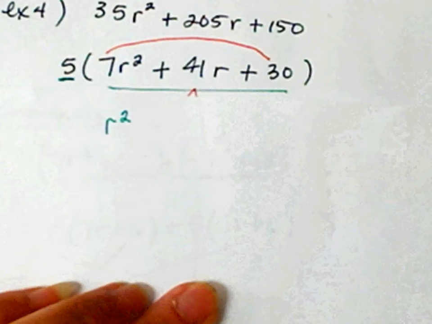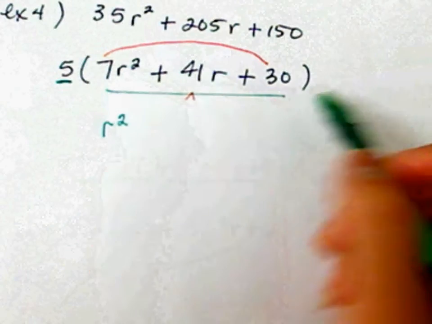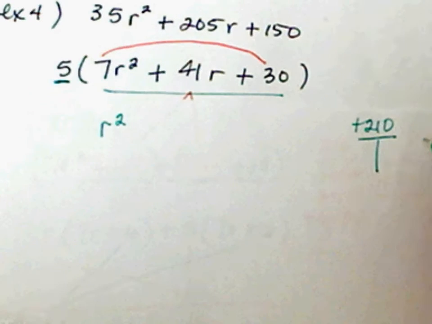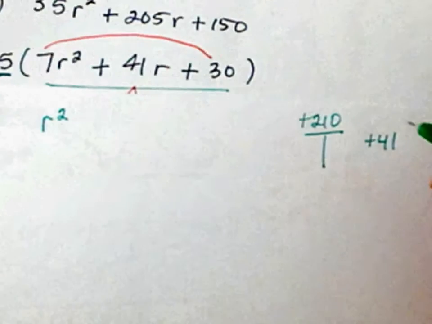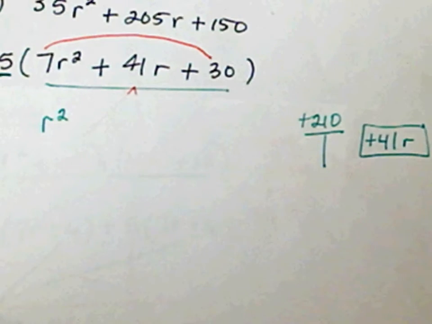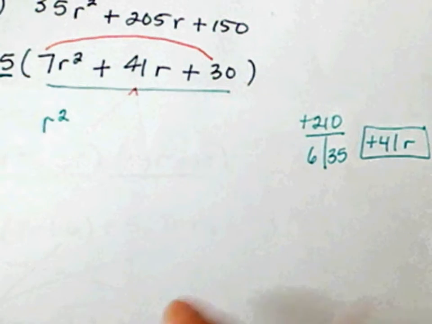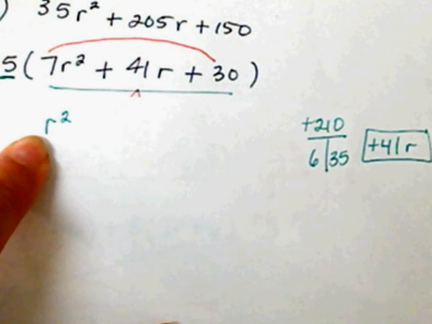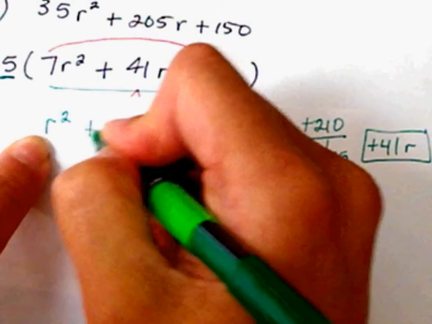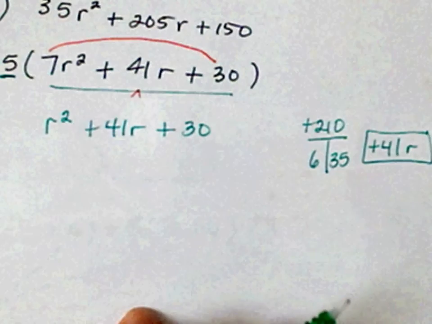So you've got two numbers. You're going to multiply 7 times 30, which is 210. And you want two numbers to add up to give you 41R, just like before. What were those two numbers? 6 and 35. Okay? So you're going to write R squared plus 41R plus 30. Correct? Isn't that what you have right here?